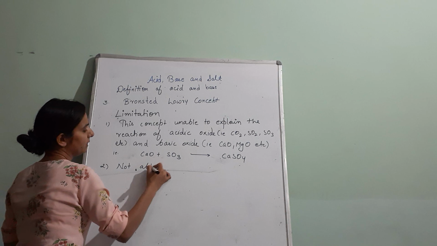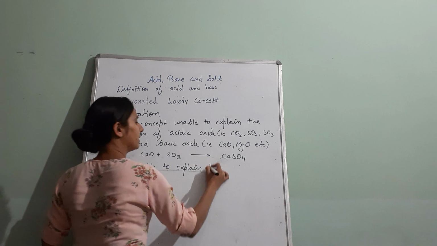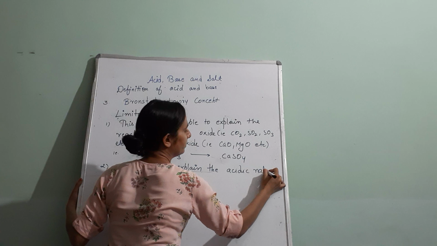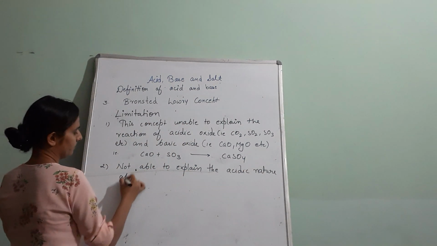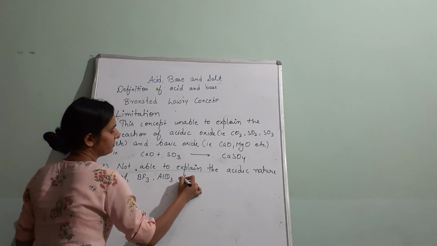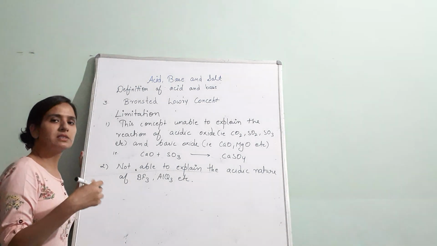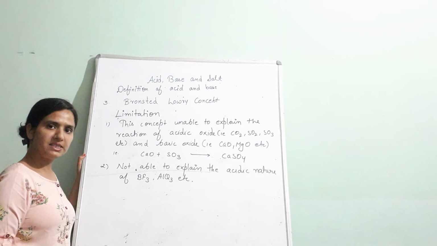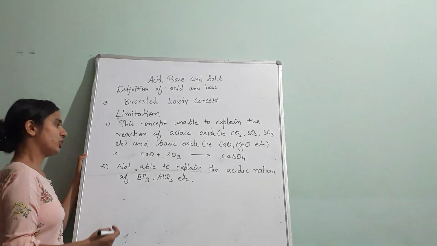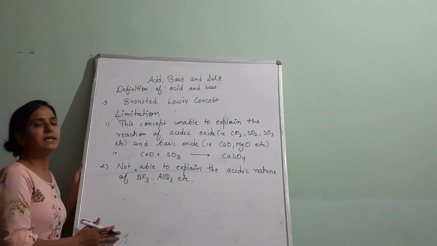Second, it is not able to explain the acidic nature of BF3, AlCl3, etc. The first limitation is not being able to explain the reaction between acidic oxide and basic oxide. The second limitation is not being able to explain the acidic nature of BF3 and AlCl3. This is all about the Bronsted-Lowry concept.